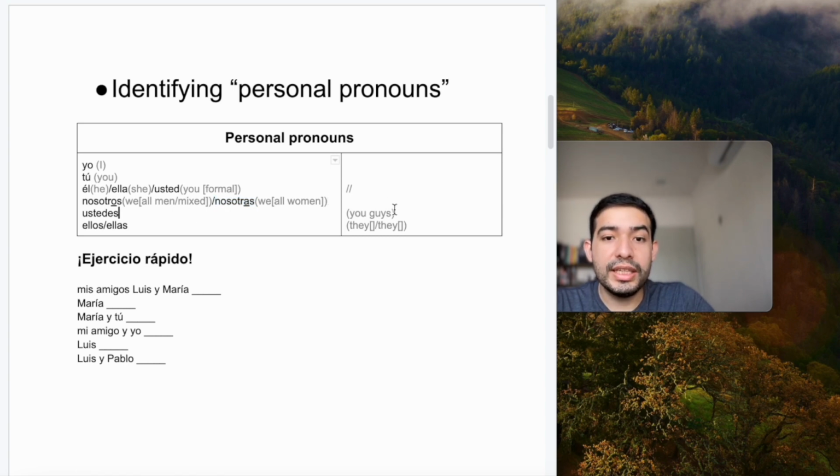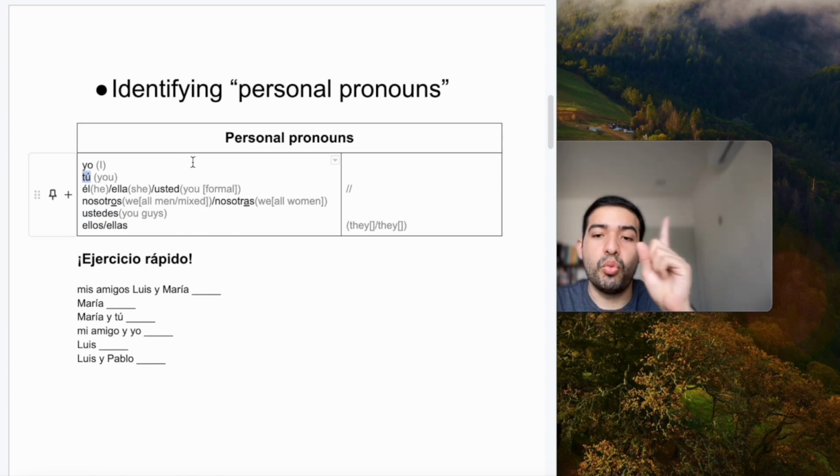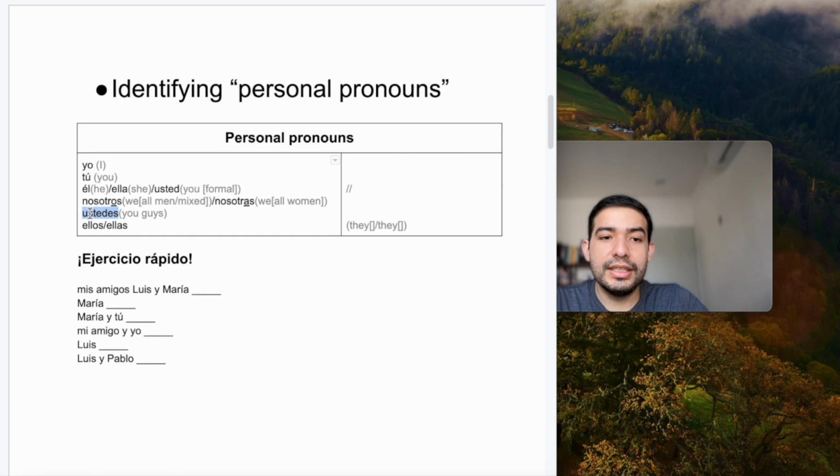Then we have ustedes. Ustedes means you guys. I know you don't always say you guys, and in fact it should be you, but plural. But a lot of people are not comfortable with these grammar terms, so to make it easier and more relatable, I will say you guys or you all, right? Just to make it clear, the distinction at least between tú and ustedes. Tú is you when you're talking to one person, and ustedes, it's you when you're talking to more than one person.